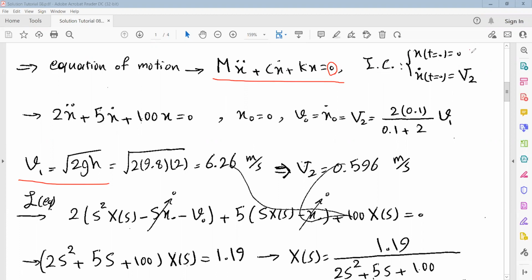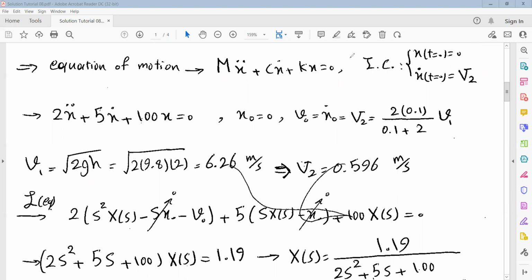The initial displacement is 0 because there is no displacement, but the initial velocity, as I told you, is v2, and v2 is equal to this term. You can substitute, and v1, the velocity of the ball before the impact, can be obtained from this term. So we can substitute, and finally we can obtain the initial velocity.